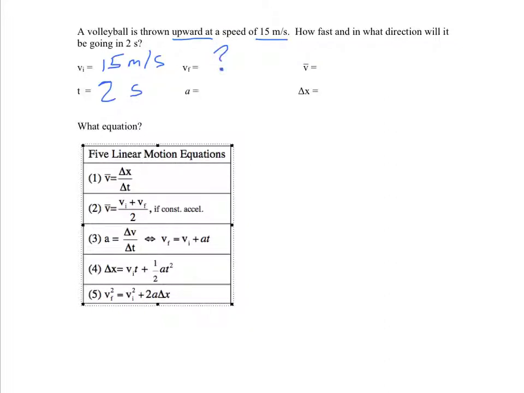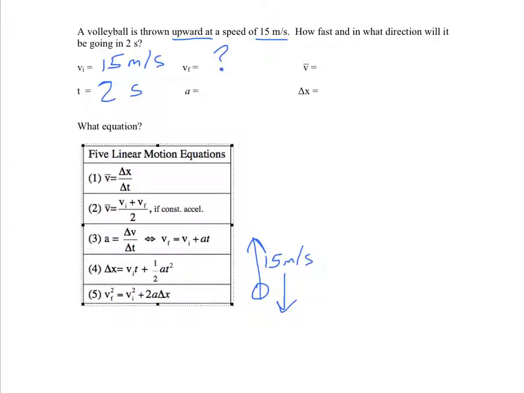vf does not necessarily mean when it hits the ground. It means later on. So we can say later on is whenever we want it to be. In this case, it's after 2 seconds. And again, we're going to need the acceleration. This one's a little trickier. The ball is thrown upward at a speed of 15 meters per second. However, gravity pulls the ball downward. And so they're opposite directions.